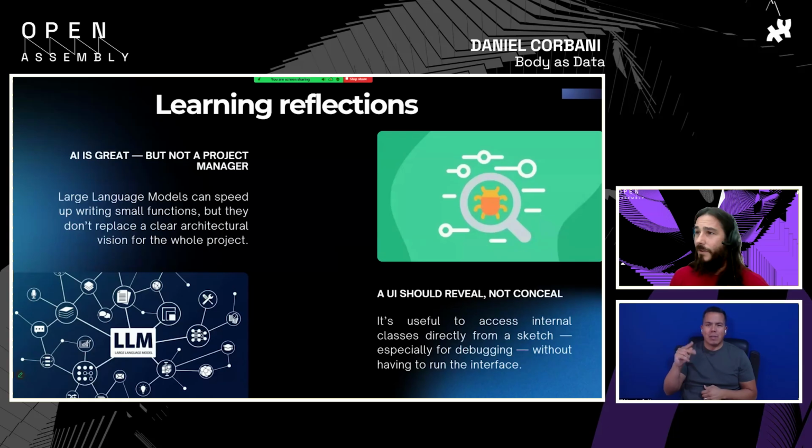Finally, some learning reflections. I want to share: AI is great, but not a project manager. Large language models can speed up writing small functions, like converting a vector from one space to the other, or creating a flow or some functions. But every time I try to use AI as a project manager, it led me the wrong way. I need much work to redo what's wrong.